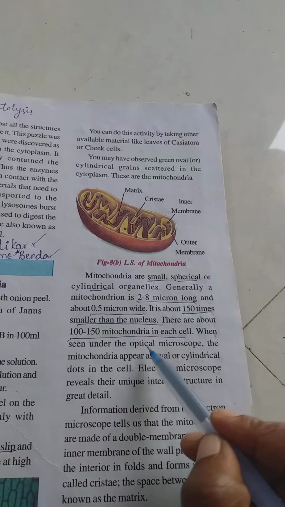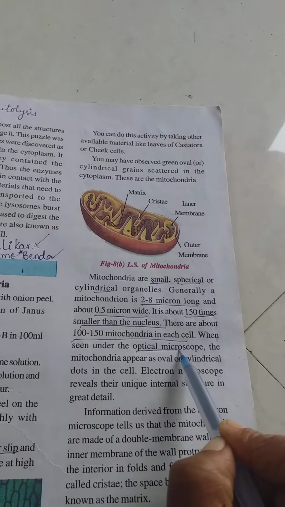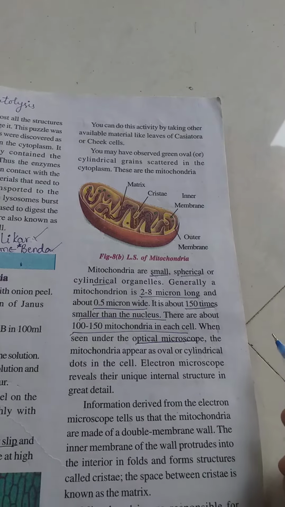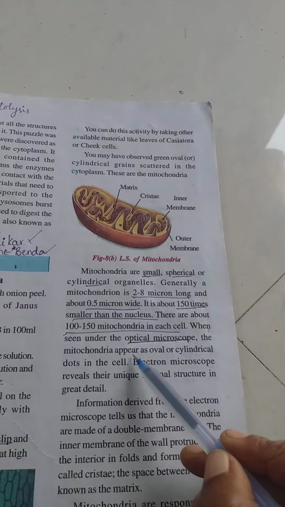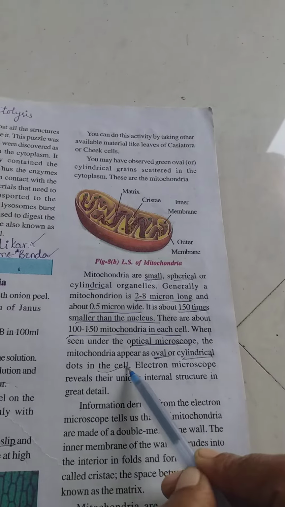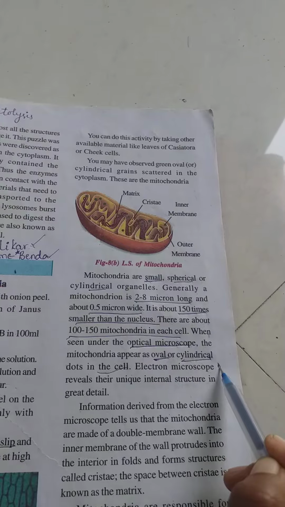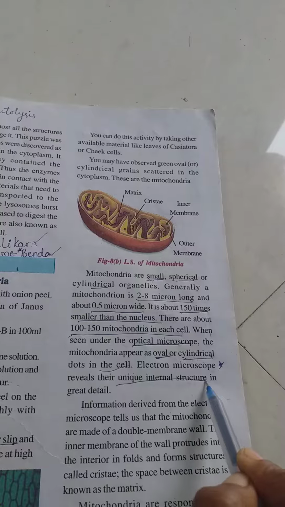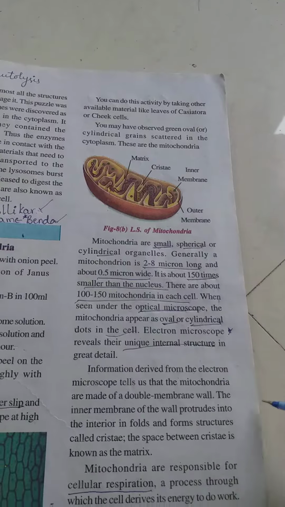So here we can see it clearly under the optical microscope. Under an optical microscope, it appears like oval or cylindrical dots in the cell. But only by using an electron microscope can you see the unique internal structure of the mitochondria.